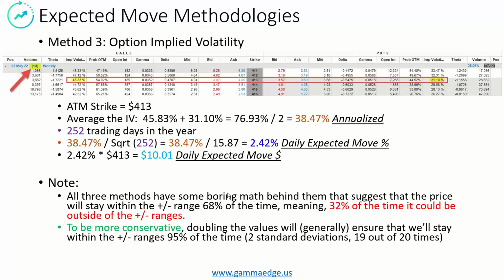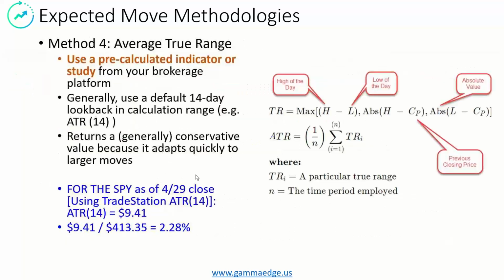It's important to note that the three methods have some boring math, which we won't go into, that suggests the price should be within this plus-minus range only 68% of the time, which means 32% of the time it could be outside of these ranges. And so what we do see is a lot of folks will double these values. When they do that, it puts them within that range 95% of the time, which is considered 2 standard deviations, or 19 out of 20 times, or 1 day out of a month, you would violate that on average. So keep that in mind. We'll actually employ this as we go forward.